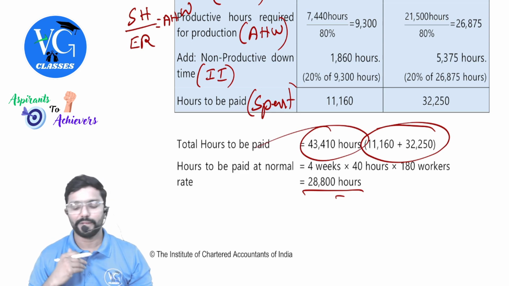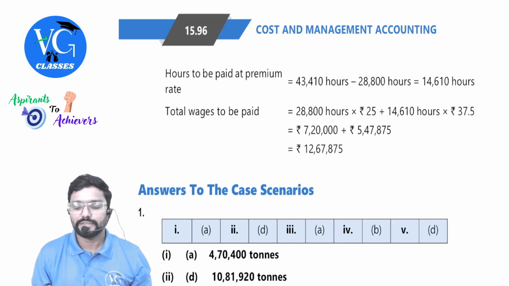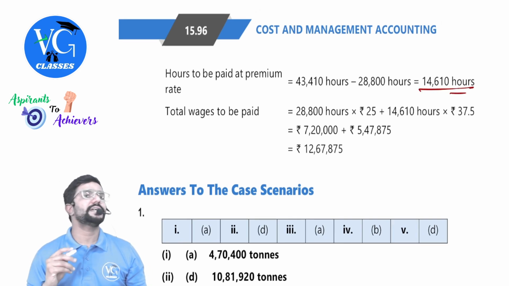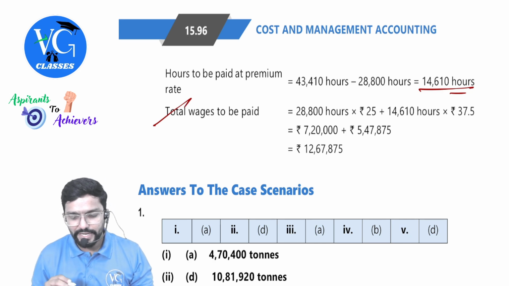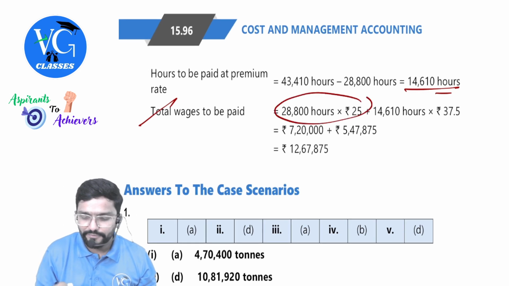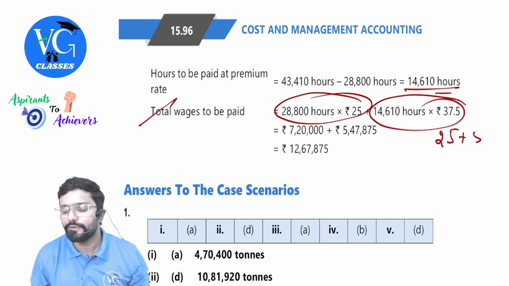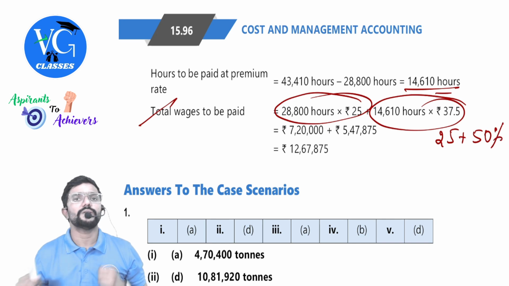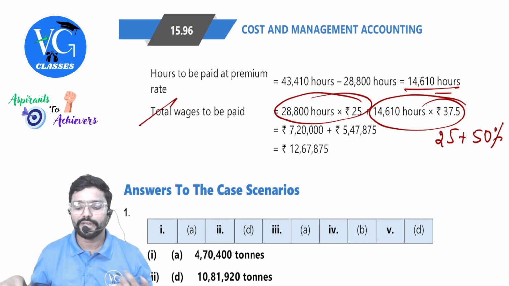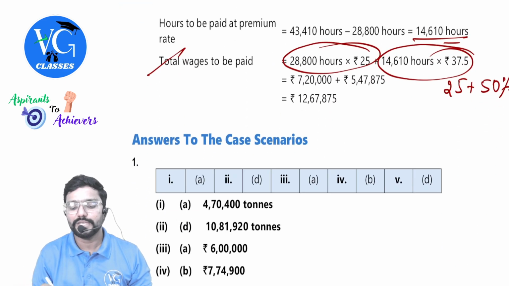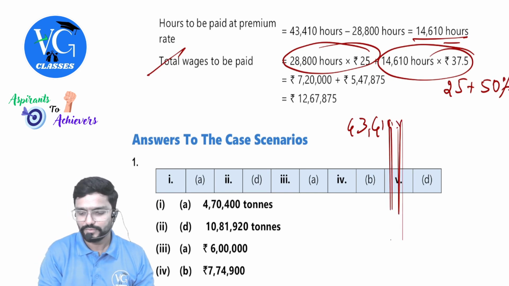43,410. So what is the overtime? Overtime is 14,610, guys. So total wages to be paid: 28,800, that is normal time, into 25. Whereas for overtime, 25 plus premium 50%, which comes to 37.5. Or else you can alternatively take like this also, guys. What is the total answer? 43,410.